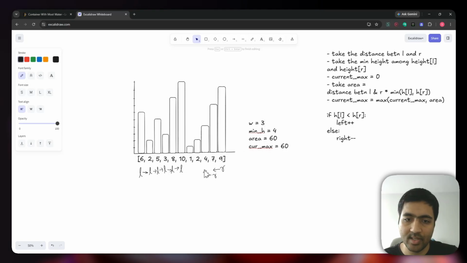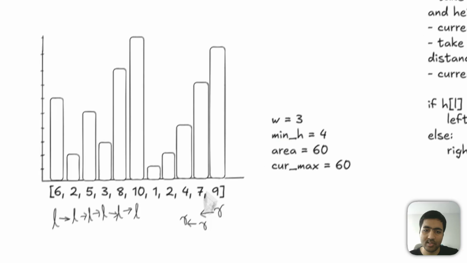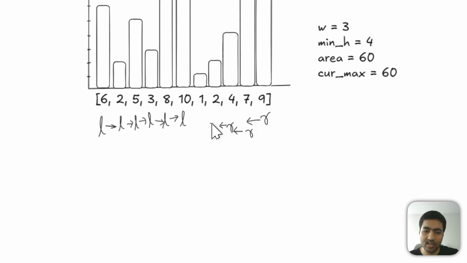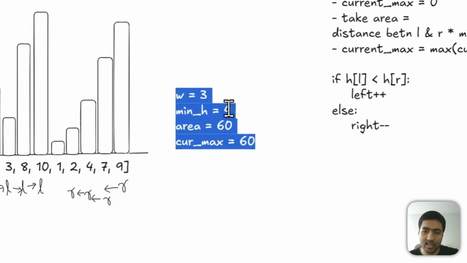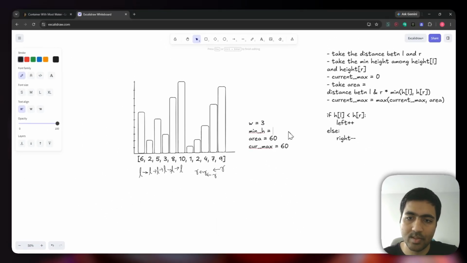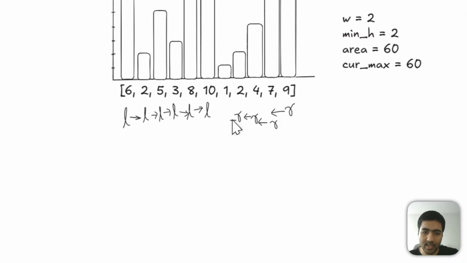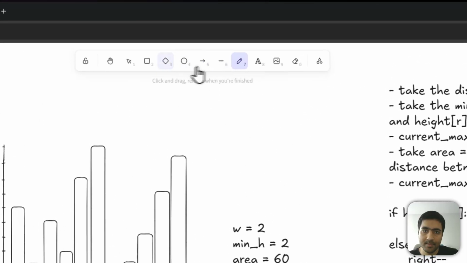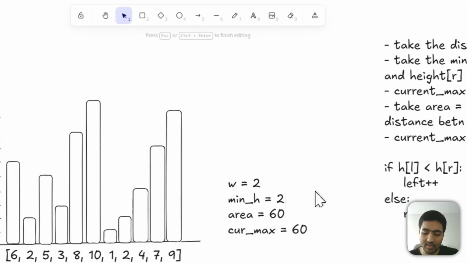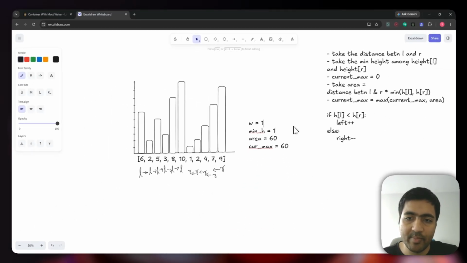So we move the right pointer, which is the smallest. The right pointer moves inwards, and now the min height is 2, and the width becomes 2 as well. 2 times 2 is 4, so 60 is still the largest. We move the smallest pointer inwards. Now R becomes 1, and we update the min height as 1, and the width becomes 1.